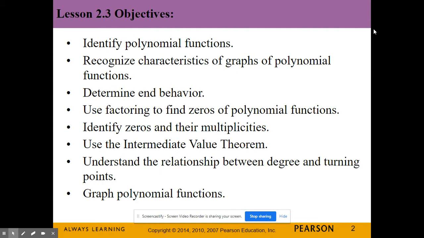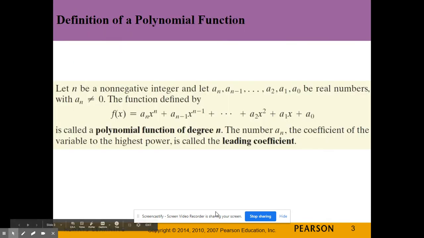Use the intermediate value theorem. So it's a new theorem, pretty straightforward, but we'll talk about that. Understand the relationship between degree and turning points. So we'll look at that. And then ultimately graphing polynomial functions. So every one of those bullets leads you to the end result there, okay? So we're building our way to being able to graph at the end. So everything we're doing, those are the trees within the forest of graphing polynomial functions.